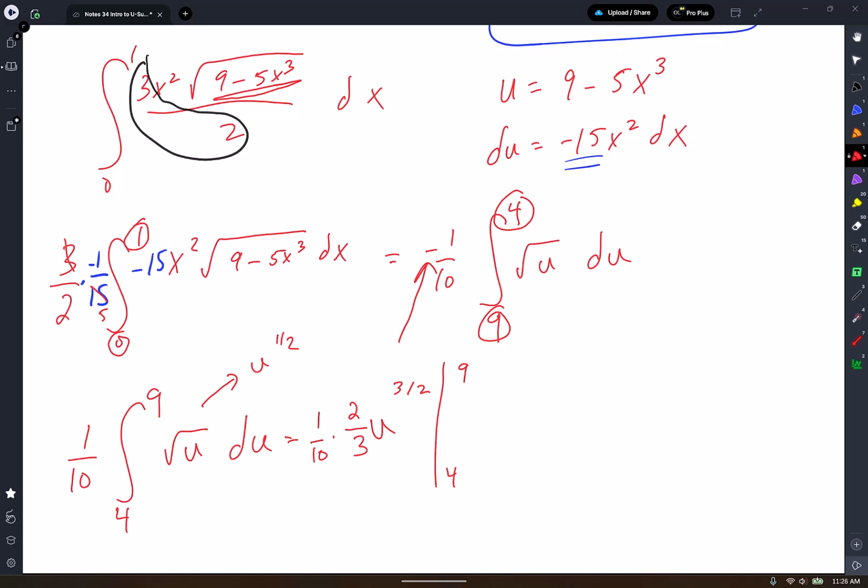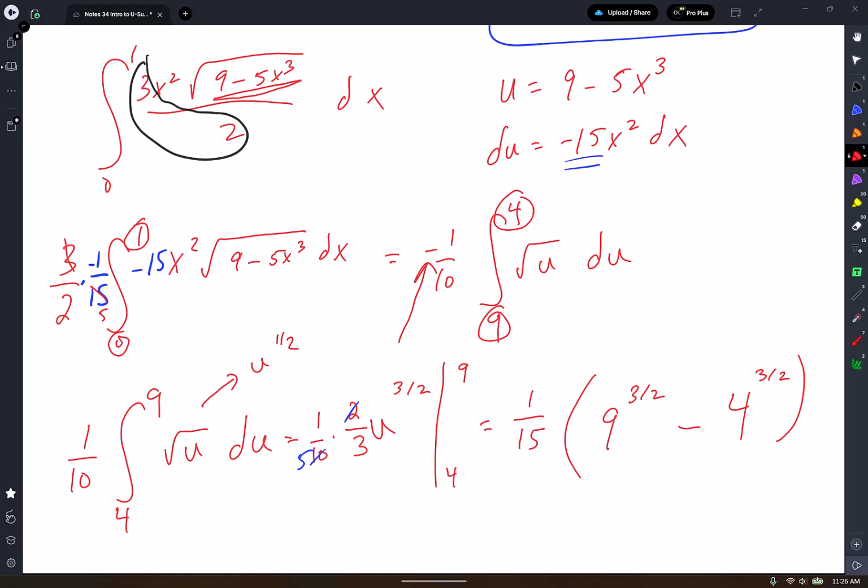How many times does 2 go into 10? So here's what I see. Factor out the 1/15. Giant parenthesis. Child, I need a calculator for this. No, you don't. 9 to the 3/2. We'll talk about how we'll combat that in a little bit. Minus 4 to the 3/2. Close.